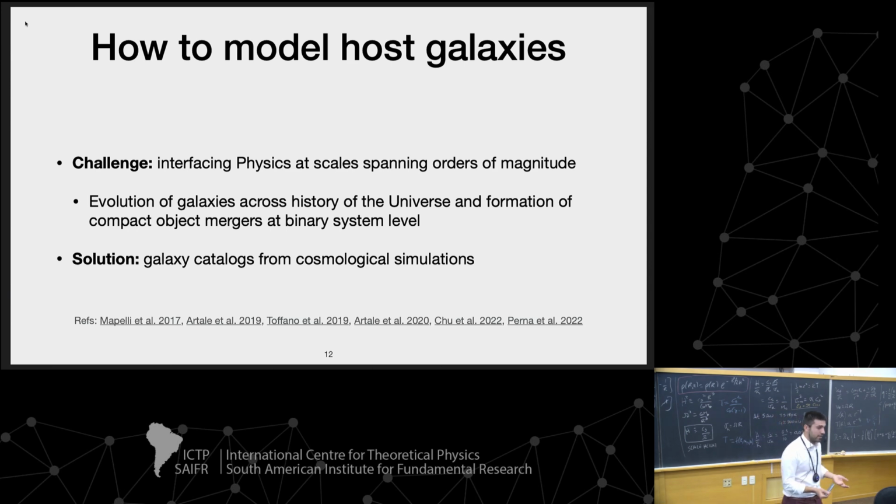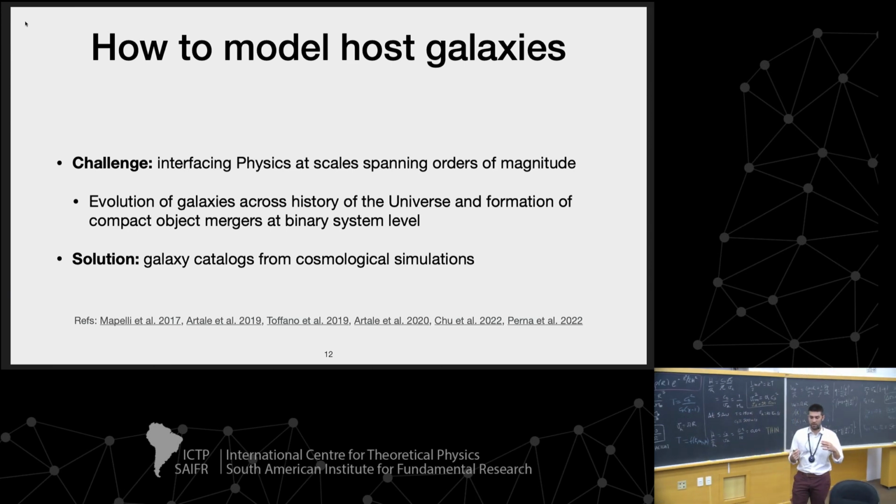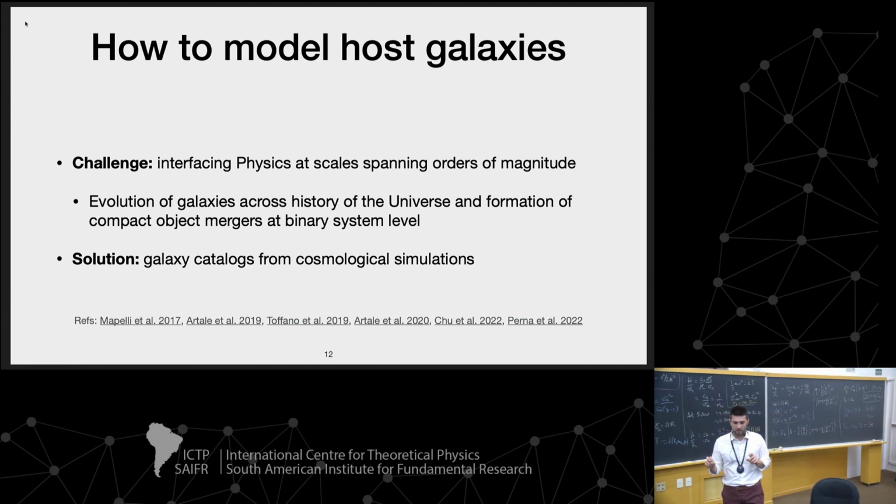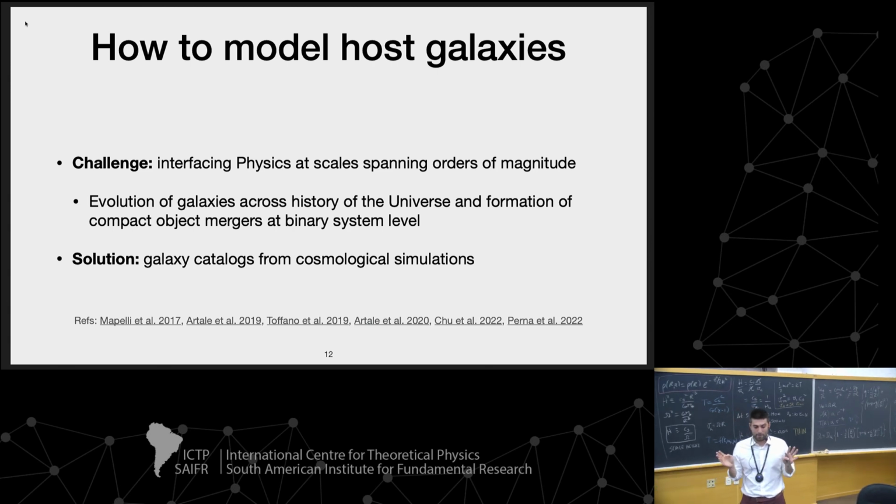It is a challenge, though, because we are interfacing physics at completely different scales. You can think of the scale of a compact object merger as basically the Schwarzschild radius. But you want to interface physics happening at this scale with what is happening at the galaxy, the cosmological scale. So it's not easy. A potential solution comes from galaxy catalogs. We have cosmological simulations, and what we can do is use those galaxy catalogs and inject into them, for example, catalogs from population synthesis simulations. Now I'm going to explain what I mean.